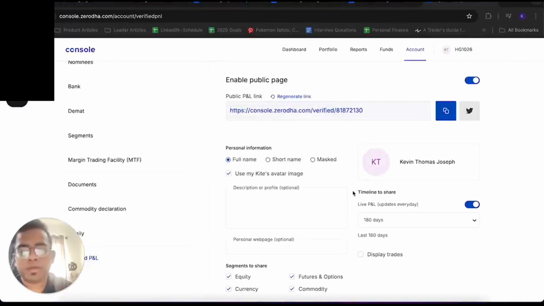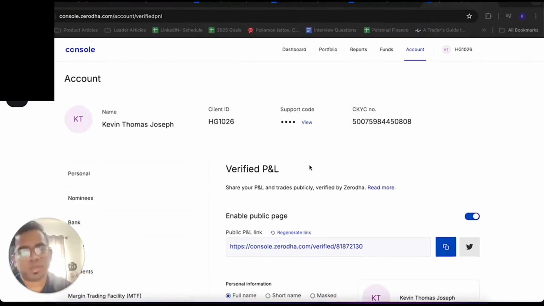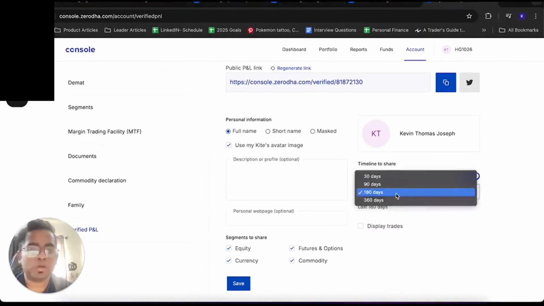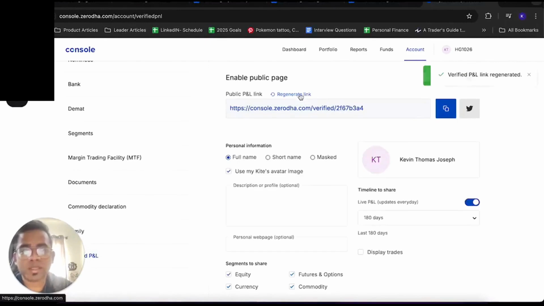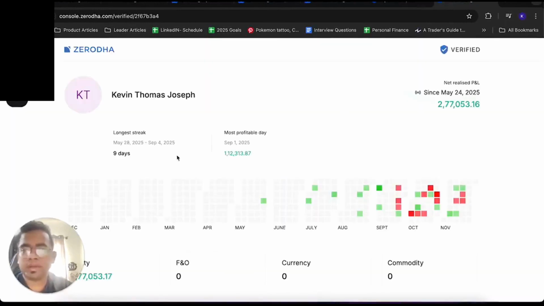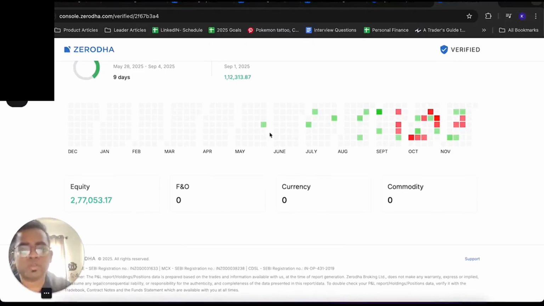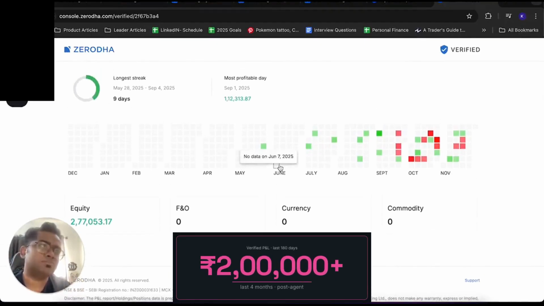For the final bit, what good is a report without a verified PNL? So I've taken the last 180 days. I think there's no option for anything else. Names and trades cannot be shown, obviously, as per SEBI. I'll regenerate the link in front of you and click it, and you can see the amount. Obviously I won't take credit for the full amount because a few of these trades were taken before we started with the agent. Upwards of 2 lakhs in the last 4 months, I think.